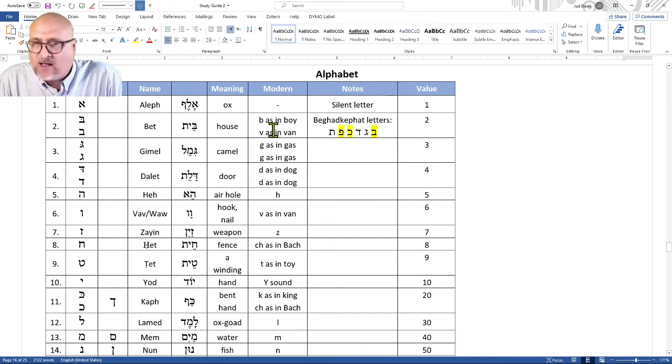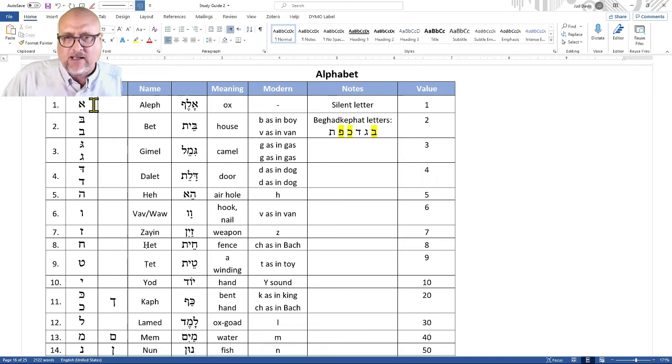And then go back and review, get where you can say the alphabet: Aleph, Bet, Gimel, Dalet, Hey, Vav, Zayin, Het, Tet, Yud, Kaf, Lamed, Mem, Nun, Samech, Ayin, Pei, Sadi, Kof, Reish, Sin, Shin, Tav. You want to get where you can just say it like that.